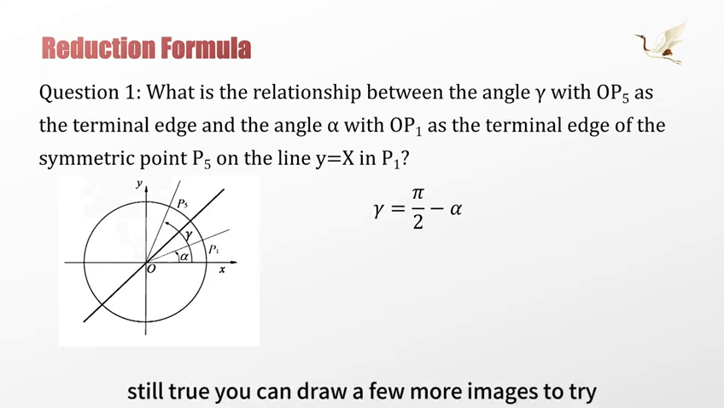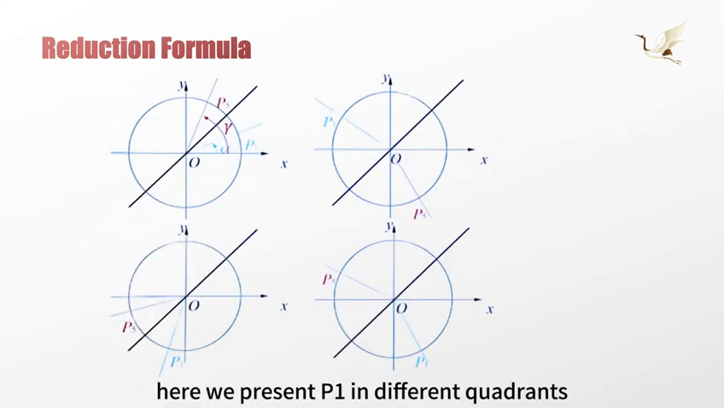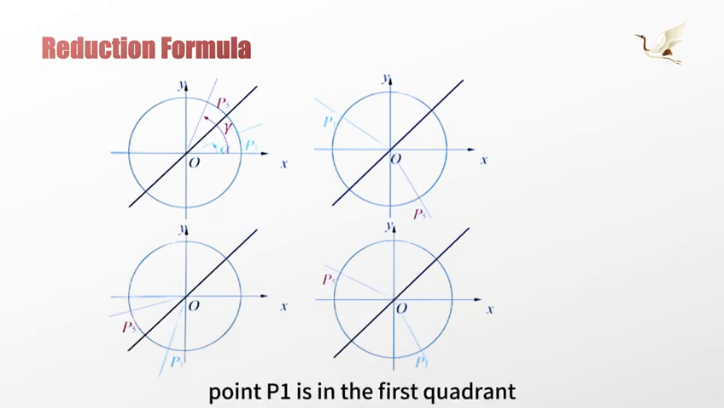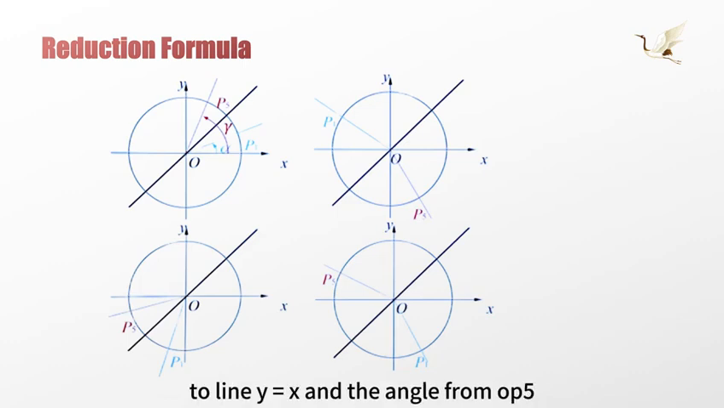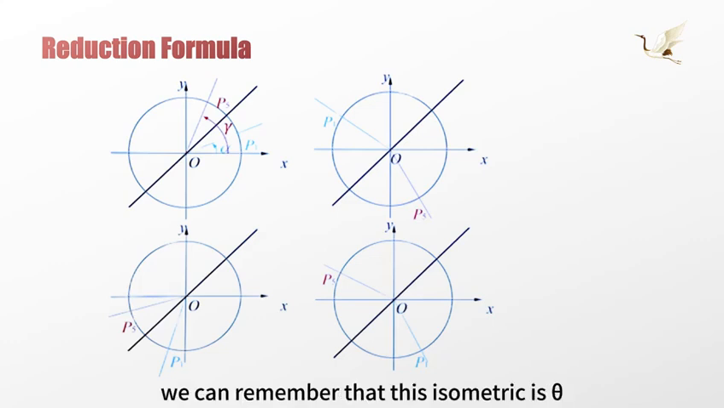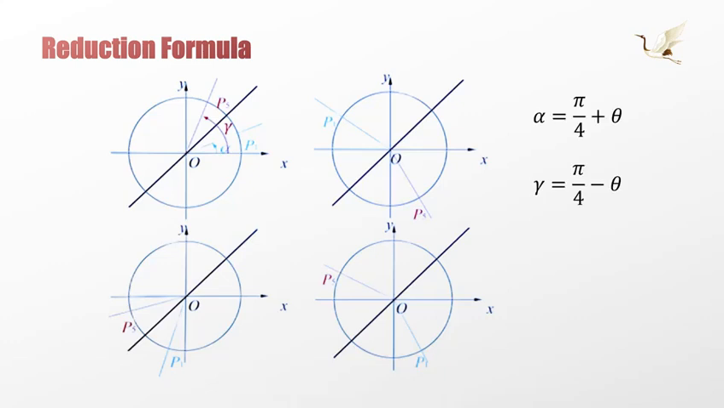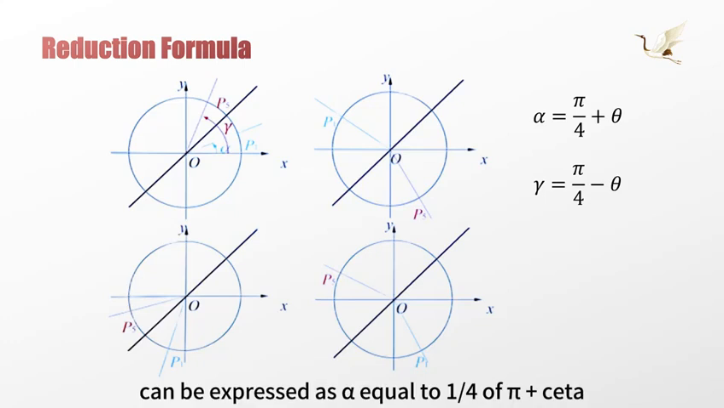You can draw a few more images to try. Here we present four images with P1 in different quadrants: point P1 is in the first quadrant, the second quadrant, the third quadrant, and the fourth quadrant, along with the position of point P5 symmetrical about the line y equals x. In fact, no matter where P1 is, because point P1 and point P5 are symmetrical about the line y equals x, the angle from OP1 to the line y equals x and the angle from OP5 to the line y equals x are always equal. We can denote this equal angle as theta. In this way, the angle alpha with OP1 as the terminal side can be expressed as alpha equals a quarter of pi plus theta.